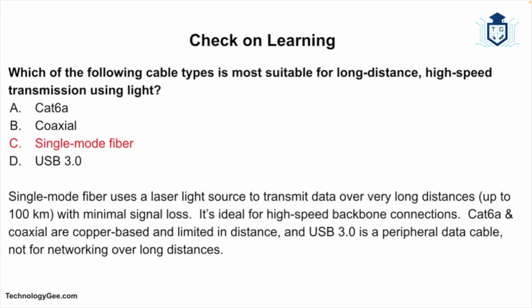So single mode fiber, this uses a laser light source to transmit data over very long distances up to 100 kilometers with minimal signal loss. It's ideal for high-speed backbone connections. Now, Cat 6A and coaxial are copper-based and limited in distance. And USB 3.0, this is a peripheral data cable, not for networking over long distances.